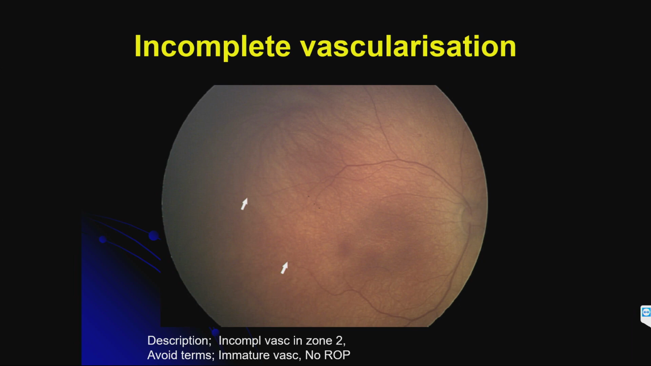Now, immature vascularization or no ROP is a term we generally use loosely when we do not see the typical staged ROP. The ICROP has opined that we should do away with these terms and use the term incomplete vascularization. This is an example of incomplete vascularization in zone 2.